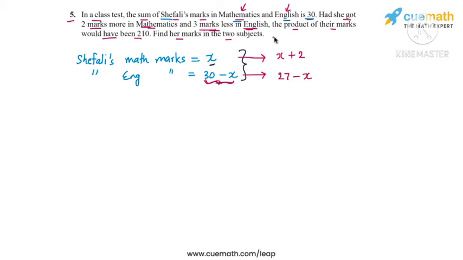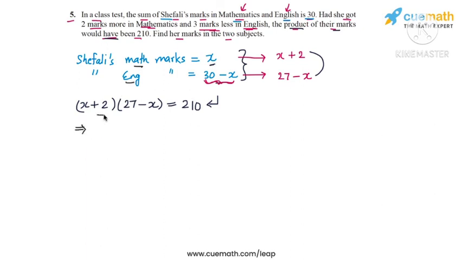And the problem statement says, if this had happened, the product of their marks would have been 210. So the product of these 2 numbers would be 210. This means that x plus 2 times 27 minus x should be equal to 210. And this is how we can set up an equation in x in this situation, and you can see that this is a quadratic equation in x. We can solve it. We can now find the value of x, which will give us Shefali's marks in both math and in English. So let's do that.